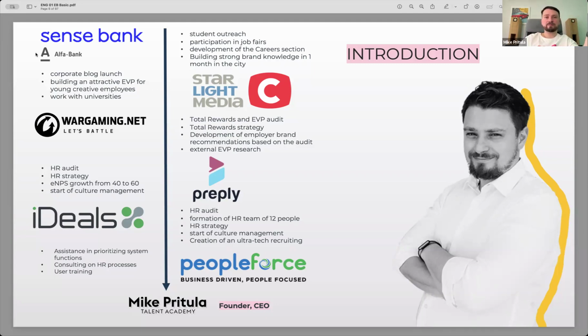And at Ideals, I was involved again in brand research. So we hired a company to help us understand our target audience. I was the person responsible for looking for this research company. I was briefing them and I was accepting the result. We researched our target audience. We built EVP, core, and messaging, and then we started to add these key features of our new EVP into company life. Yeah, we hired an employer brand manager for the company.